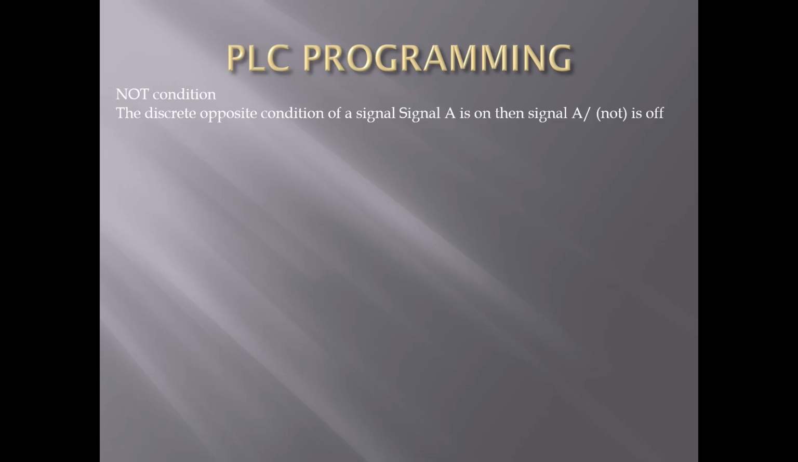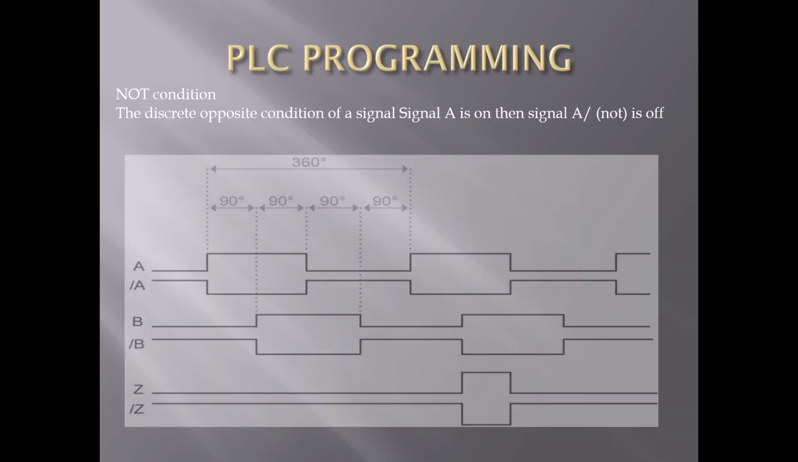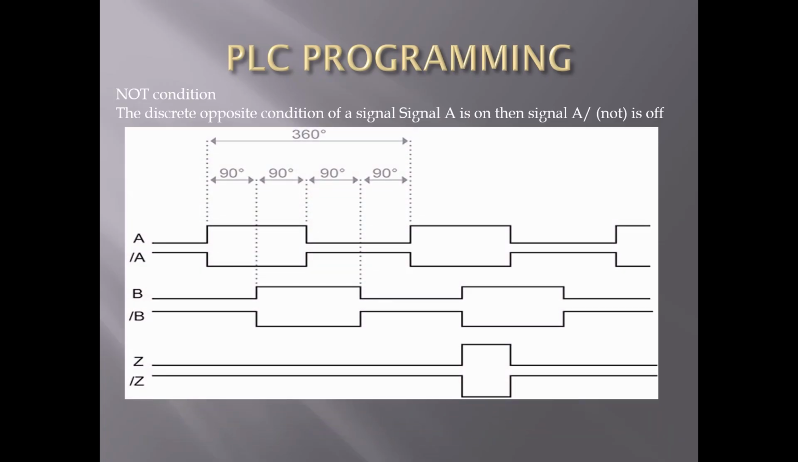A NOT condition. The discrete opposite condition of a signal. Signal A is on, then signal A not is off. A chart showing this as a logical representation: when input A becomes high, input not A becomes low, and vice versa.